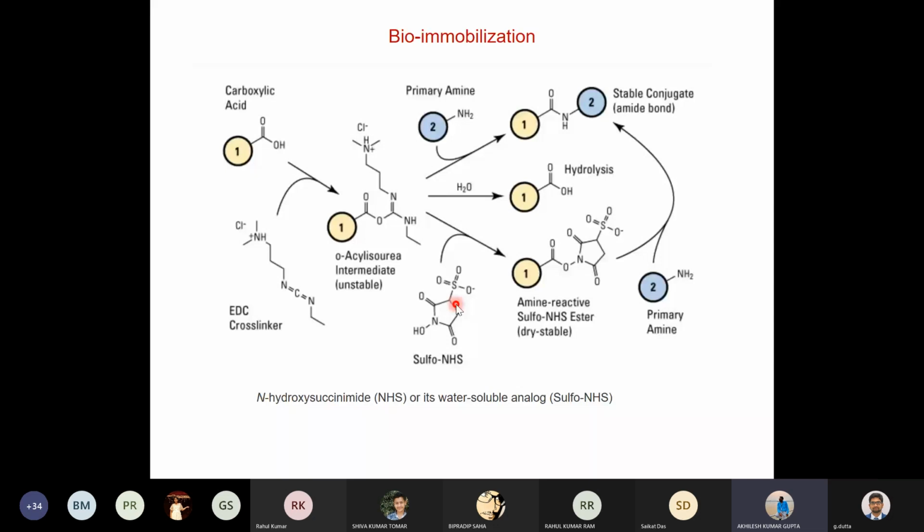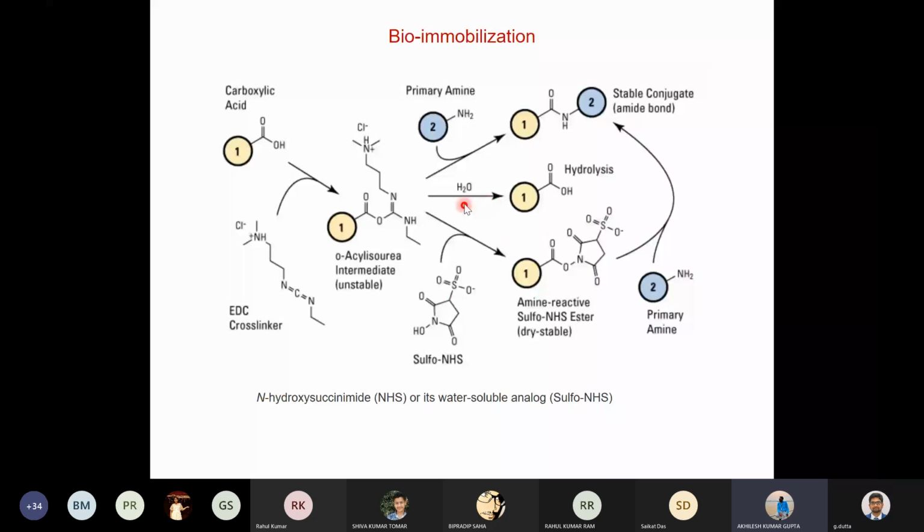Akhilesh sir, a carboxylic acid is converted into the intermediate O-acyl urea, and after reaction with water, it is converted again into carboxylic acid. What is the difference between them?